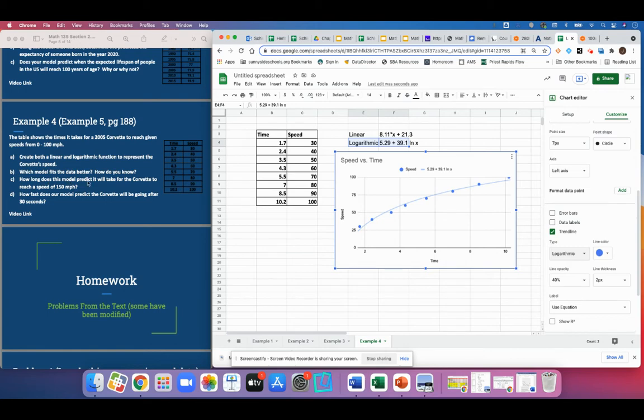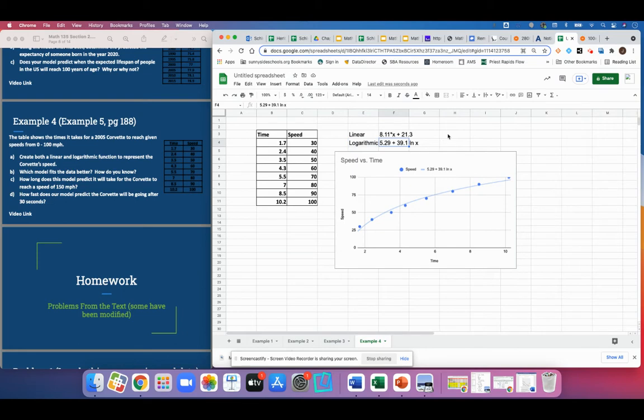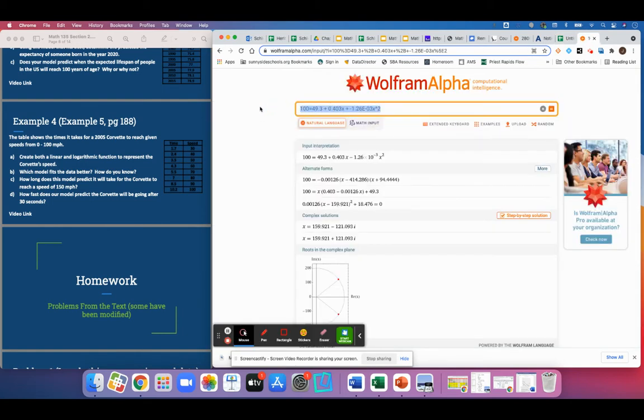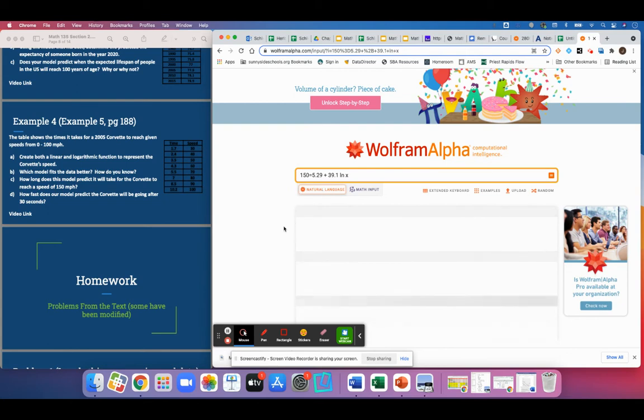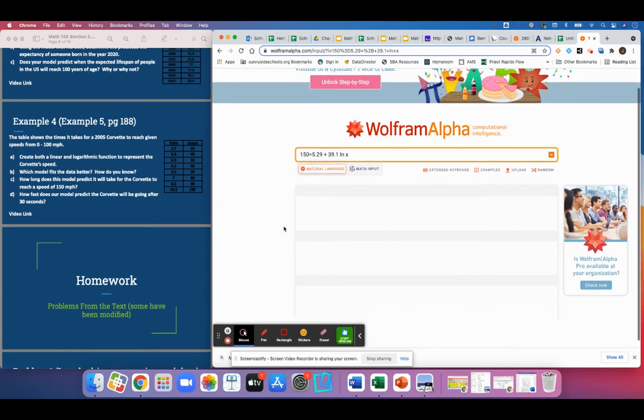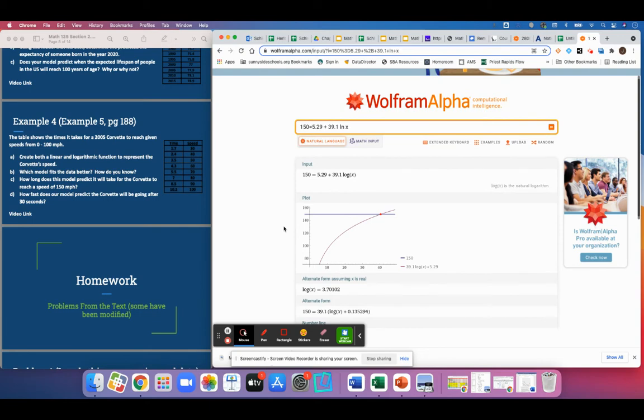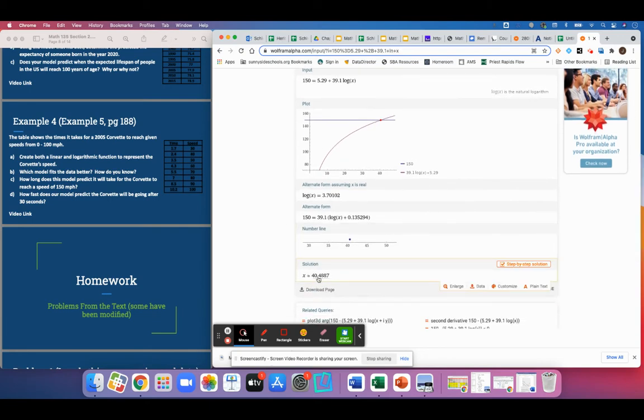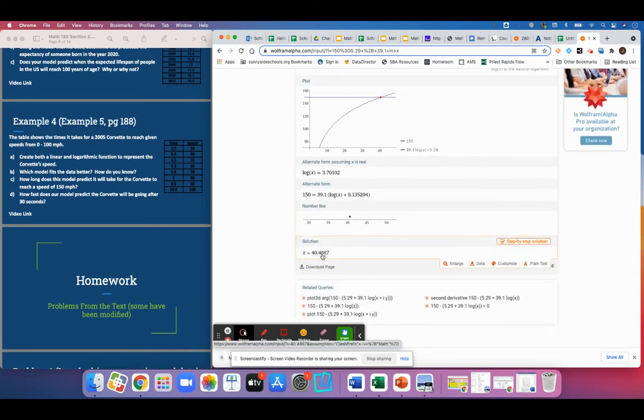And then part C, how long does this model predict it will take the Corvette to reach a speed of 150 miles per hour? I'm not even going to pay attention to the linear because I know it's no good. I'm going to use the logarithmic. We're going to slap it in here and figure out how long it takes for this Corvette to reach a speed of 150. So it looks like this model predicts that the Corvette will reach a speed of 150 miles per hour in 40.4887 seconds.